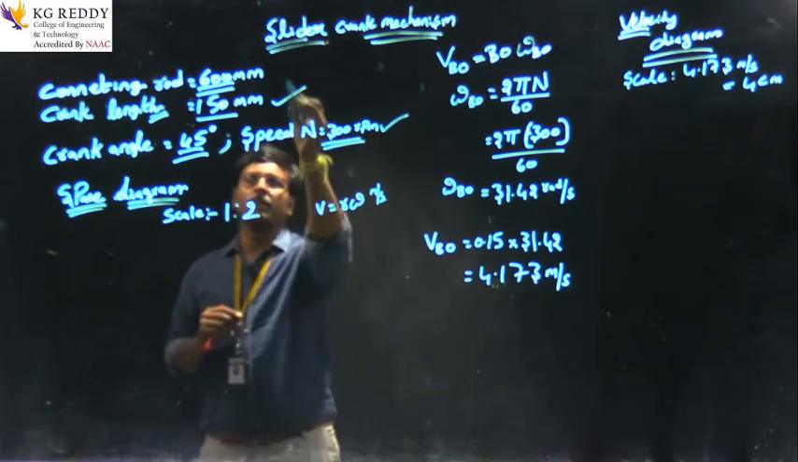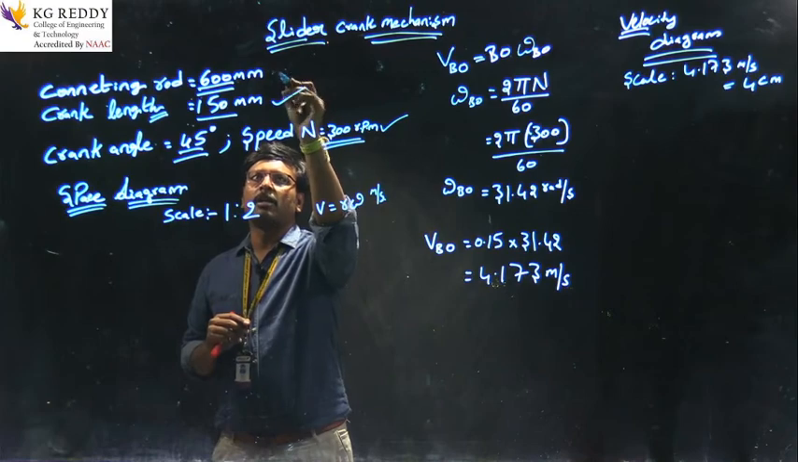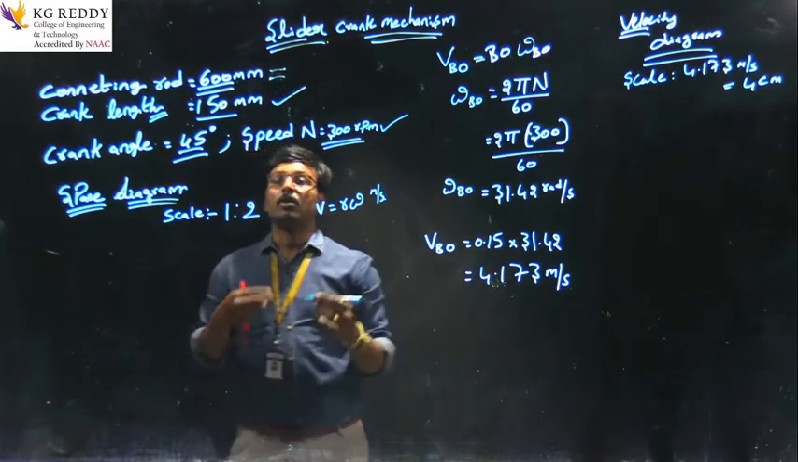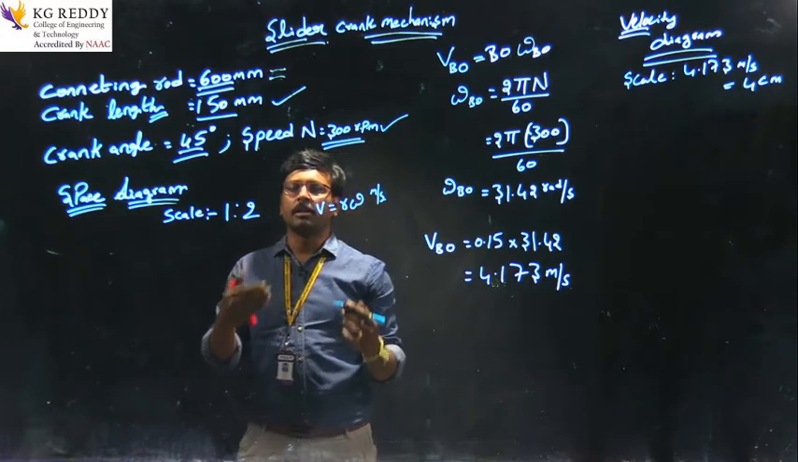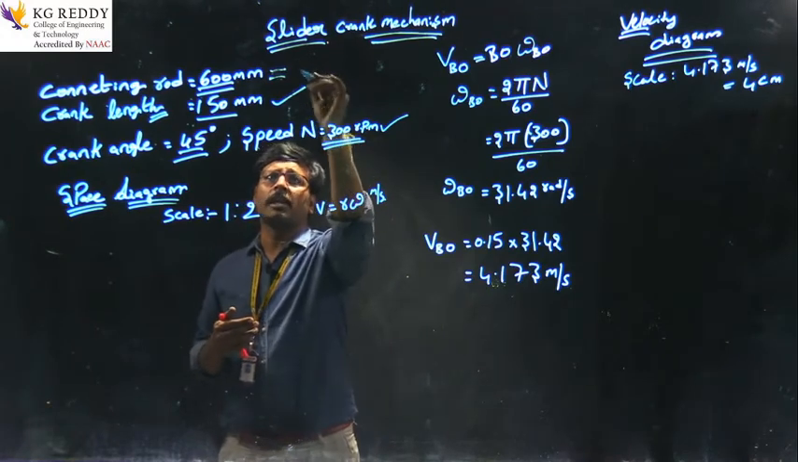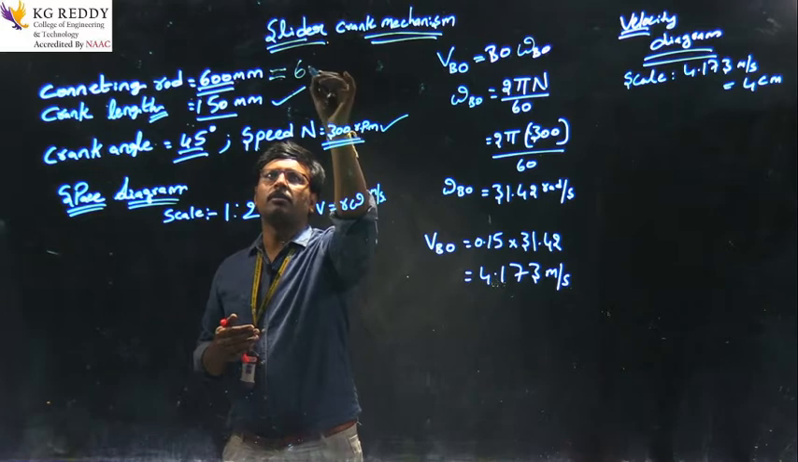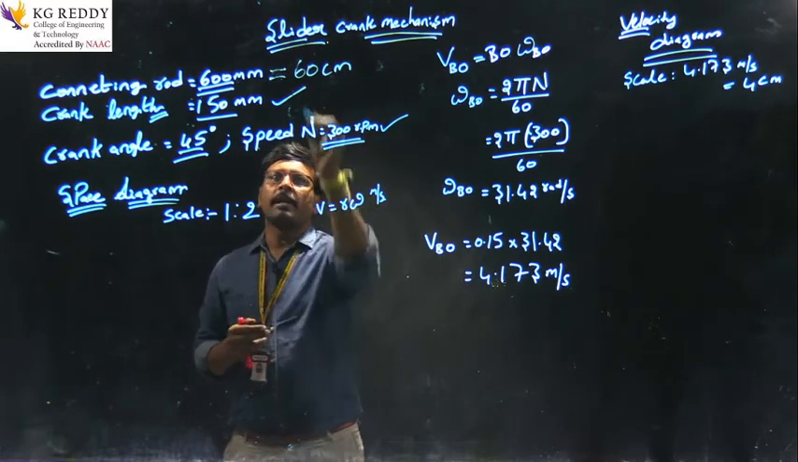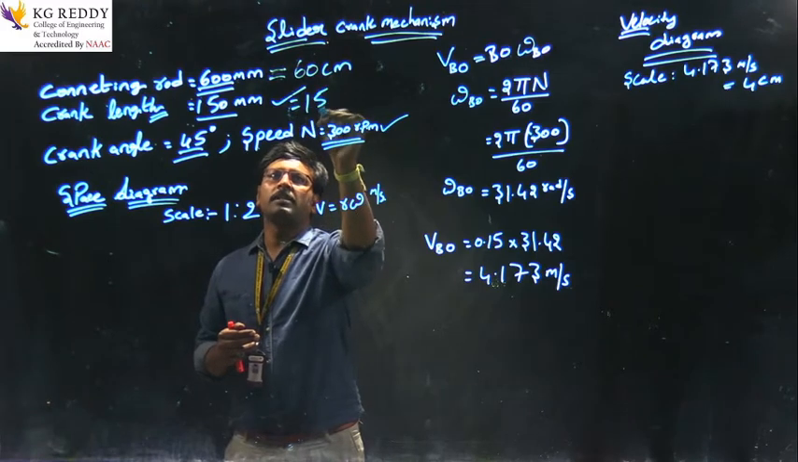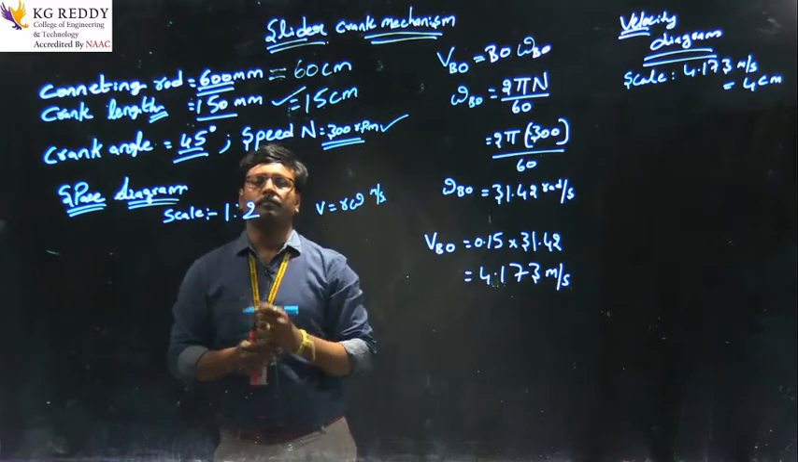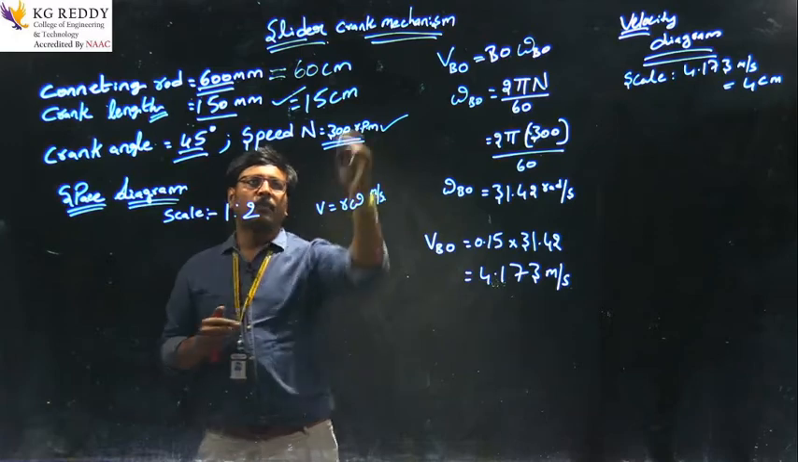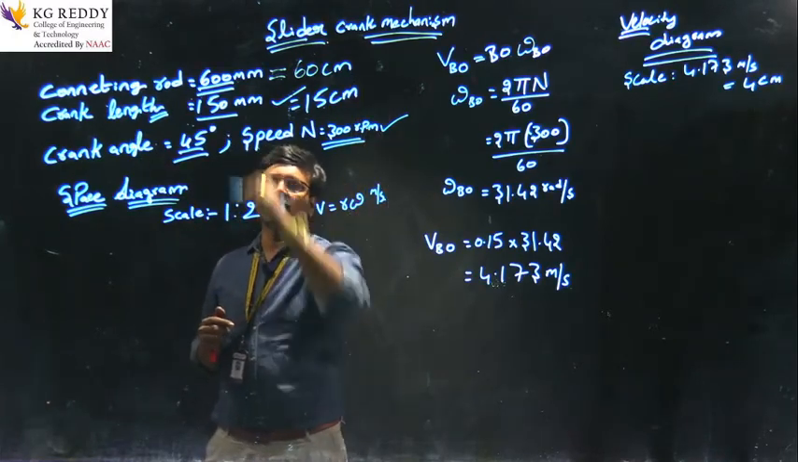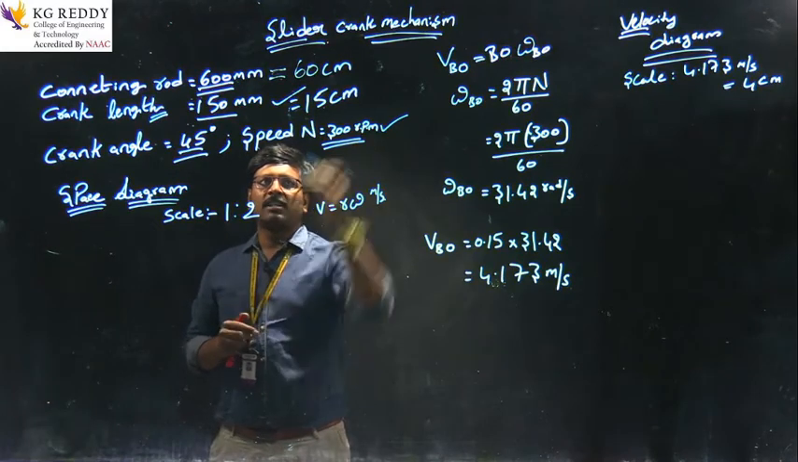Here, the connecting rod is 600 mm, which we have to convert into centimeters, because we have to draw on a sheet of paper using a drafter or a scale. So, I am converting into centimeters. This is 60 centimeters, and here it is 15 centimeters.